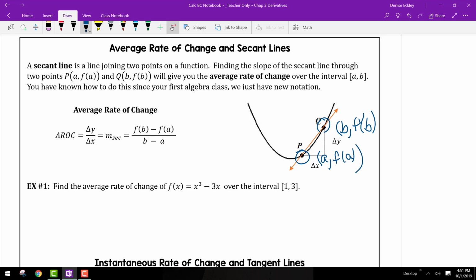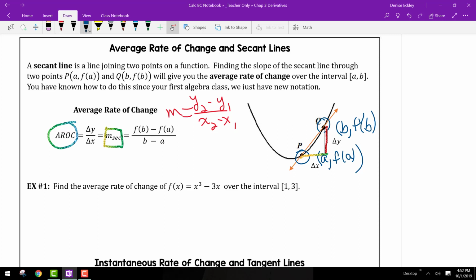Okay, so again, we have the change in y over the change in x, which is our average rate of change. It is the slope of the secant line. So we have f of b minus f of a over b minus a, which is a little different than our old notation back in the day, which was y2 minus y1 over x2 minus x1. We want to be a little more precise about how we talk about it because we're relating it to specific points on a function. So let's do the first example.